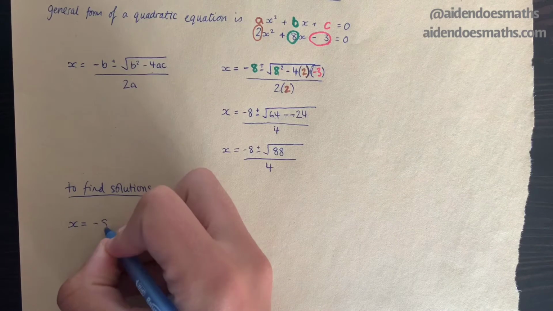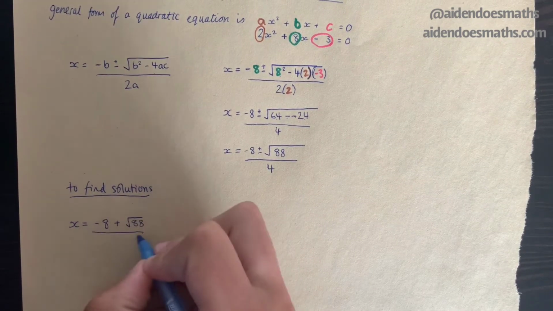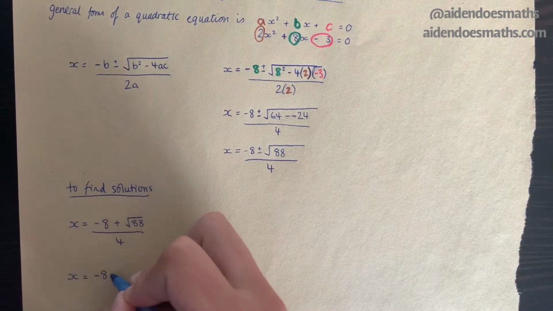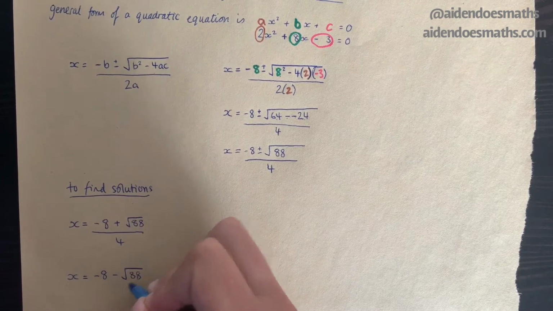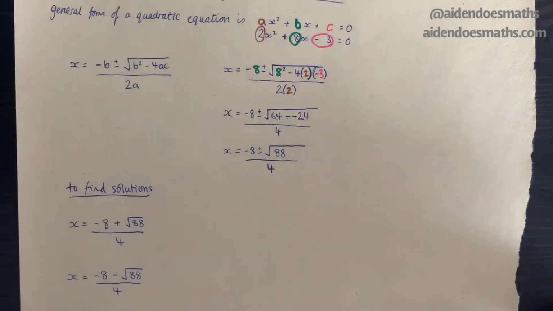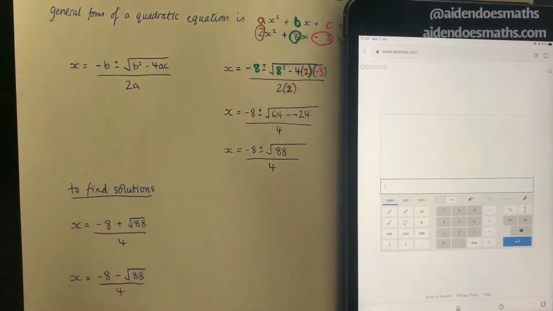Okay, so x equals minus 8 plus root 88 over 4. X equals minus 8 minus root 88 all over 4. Okay, now what we can do, we can get our calculators. Okay, I don't have my calculator with me. I've just got one online.